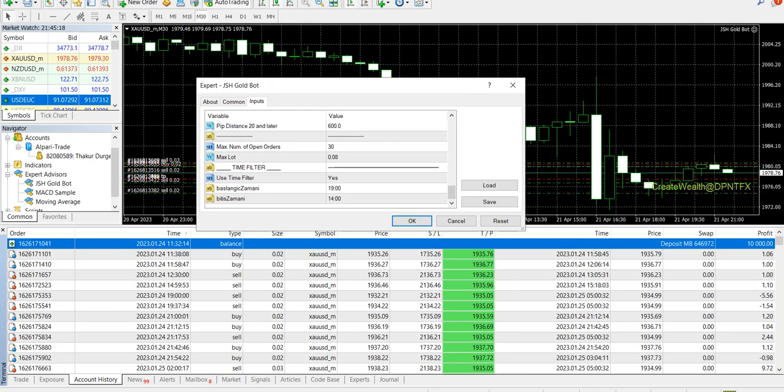You need to see the market watch, so it depends on your broker. Its start time is 1900 and the end time is 1400, so it will not trade for 5 hours. You can play with the setting. If you would like to trade for more hours, you can stop the EA at, say, 1500 or 1600, and you can start at 1900 or maybe 1800.